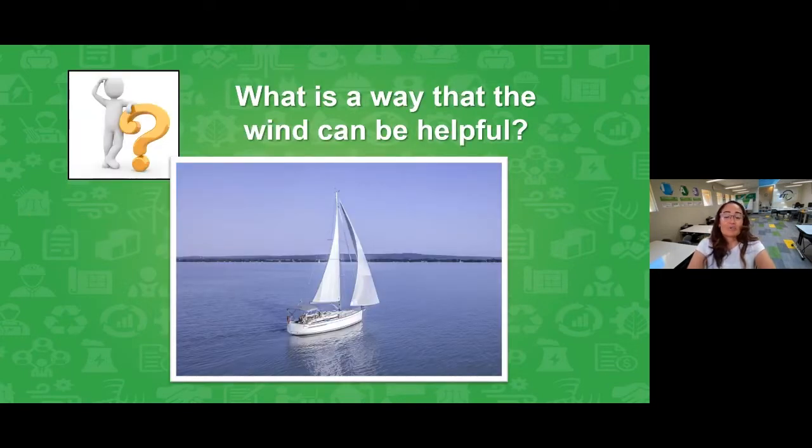So we saw an example of how hurricane winds cannot be helpful. However, I want to know from you if you could think of ways the wind can be helpful. Maybe this picture will give you a clue. Can you think of any examples of how we enjoy the wind or how we use it for good?